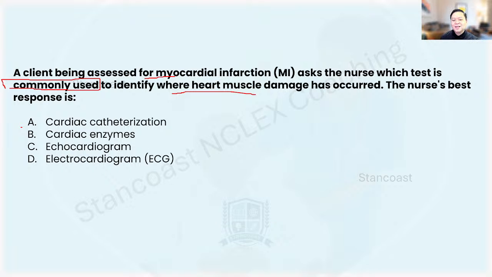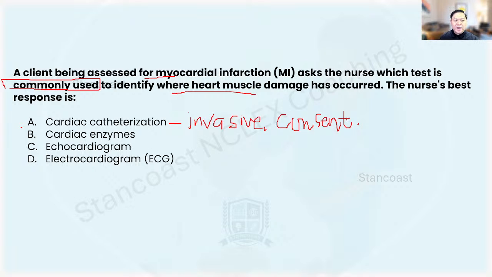So let's tackle letter A, cardiac catheterization. Well, the cardiac catheterization is a very good diagnostic tool, right? It is very useful. It is invasive, of course. It is an invasive procedure. It requires the patient's consent. It may require sedation as well. Some other patients might be half awake, half asleep.